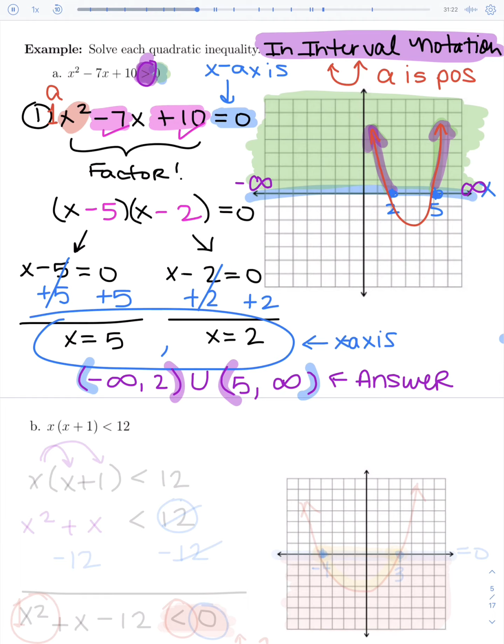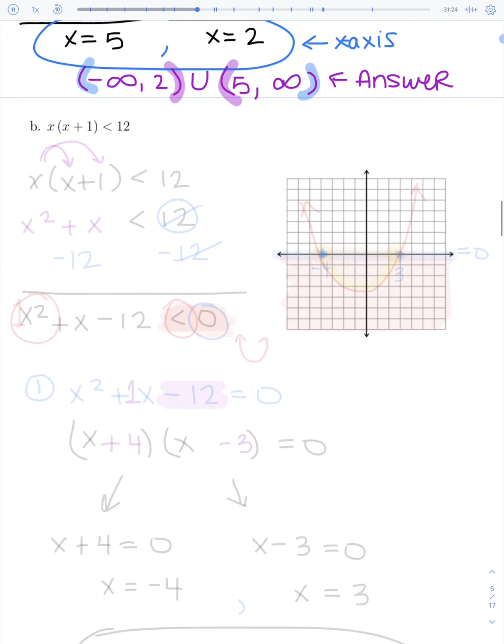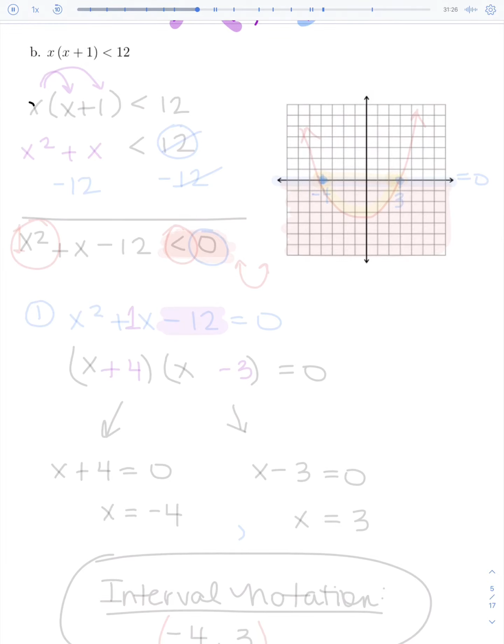Let's take a look at another example. Let's take a look at B. In B, we have x times x plus 1 is less than 12. Remember, if something's factored, we want it to have 0 on the other side. This is factored, but it does not have 0 on the other side. So I want to undo the factoring first. So I'm going to multiply or distribute out my x, which will get me x squared plus x. And we haven't done anything to the right-hand side, so just a 12.